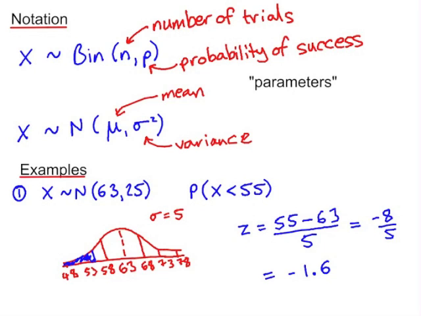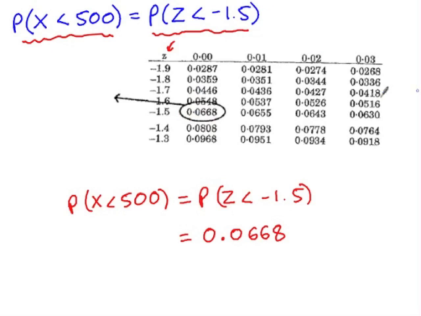If I go back to my table, the probability that a z-score is less than negative 1.6 is 0.0548.